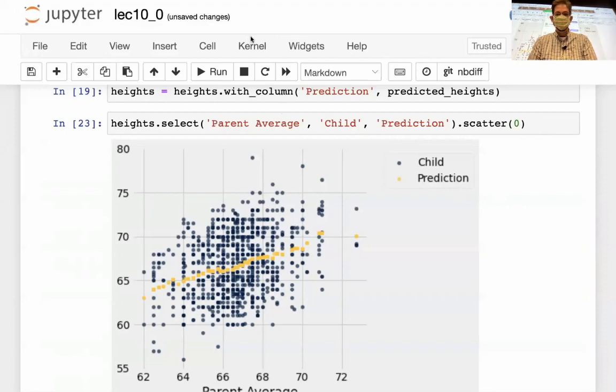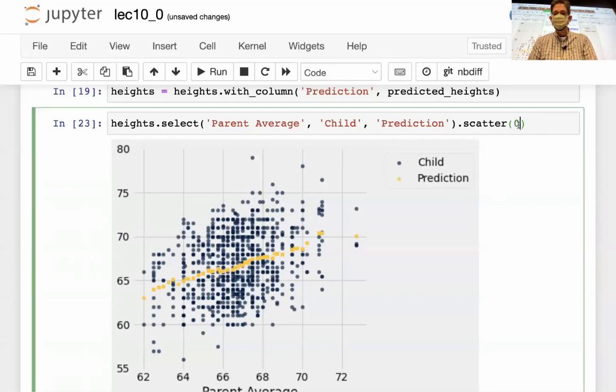So why did the prediction become a different color? When you plot all the different columns, it just picks a different color for each column. And of course, we pick blue and gold. And there's a question about what's the difference between mean and average. They're the same.